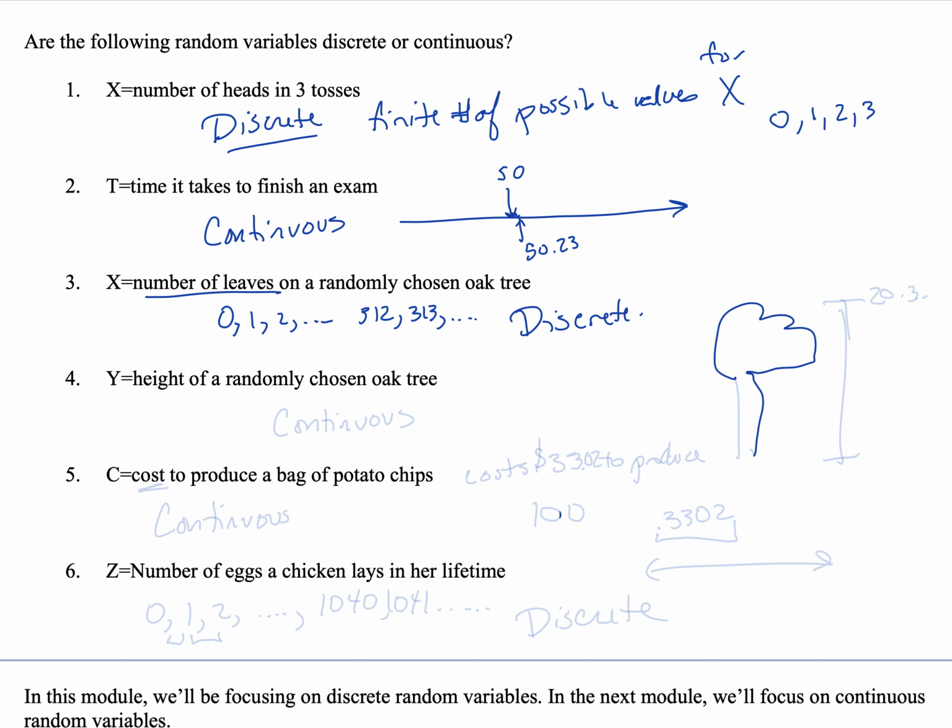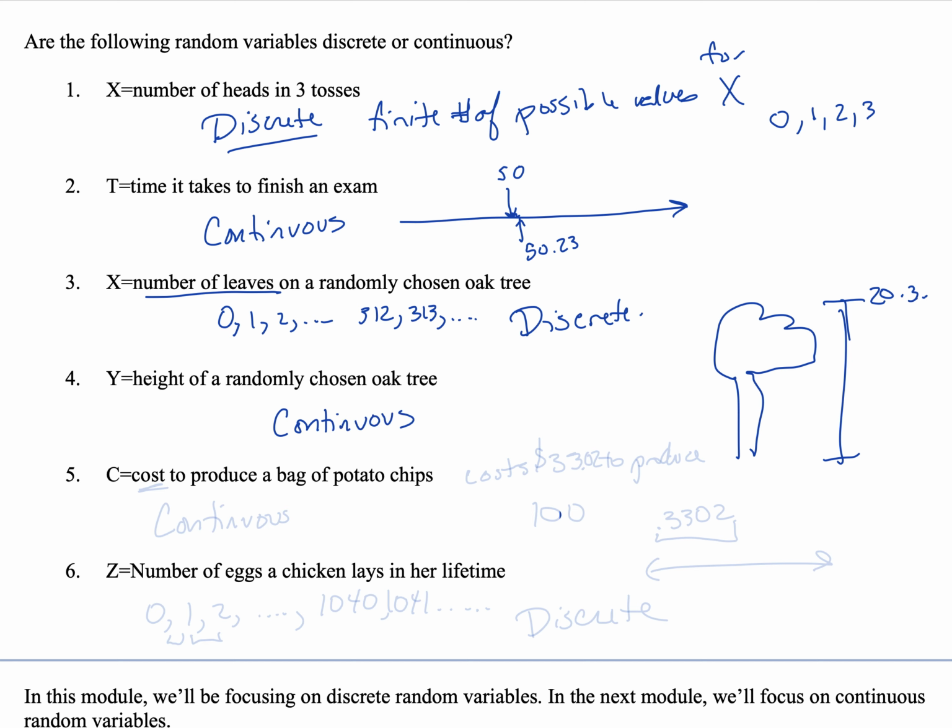Y is the height of a randomly chosen oak tree. So we've got our nice tree, and what is its height? Well, its height, again, is on a continuous scale. Was it 20.3 feet or whatever? And so this is continuous.